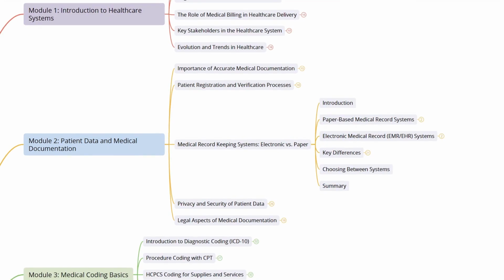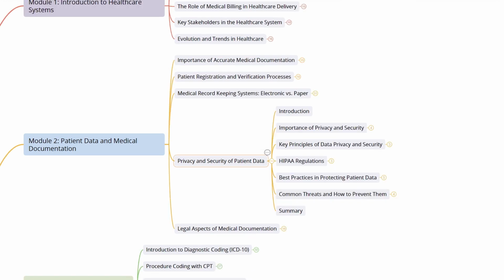Next, medical record keeping systems, electronic versus paper. The shift from paper to electronic health records, also referred to as EHRs, has transformed medical documentation. This portion compares the advantages such as accessibility, security, and faster processing against challenges like cybersecurity threats and technological costs associated with EHR systems.